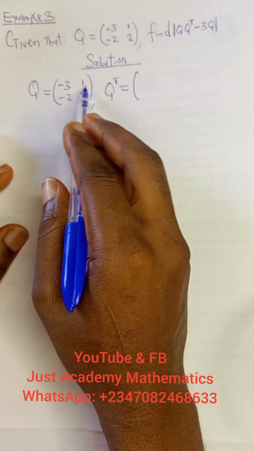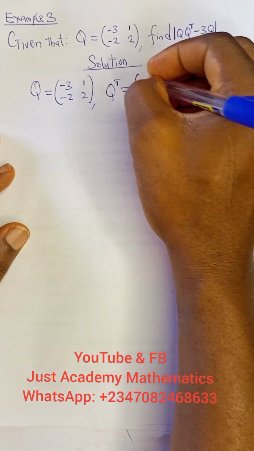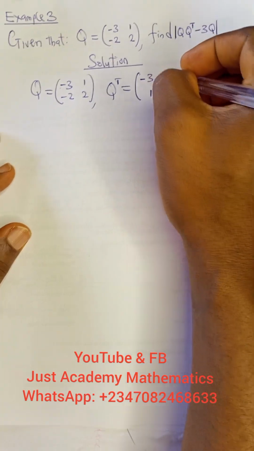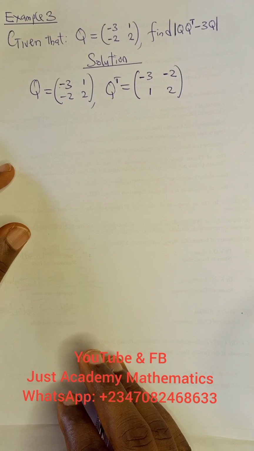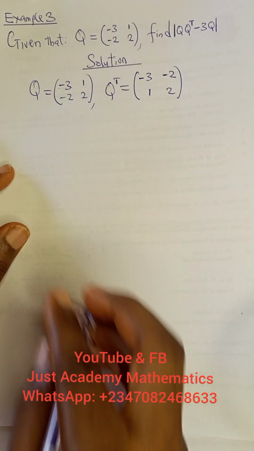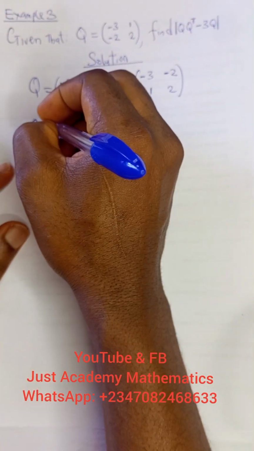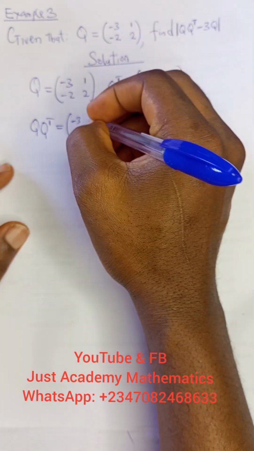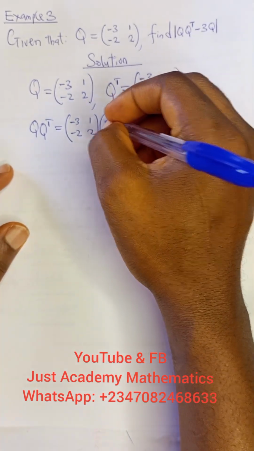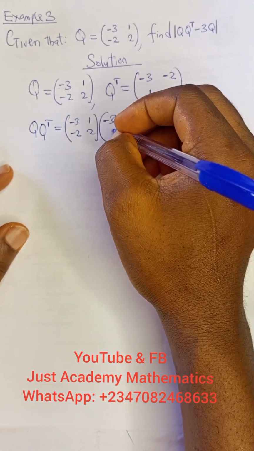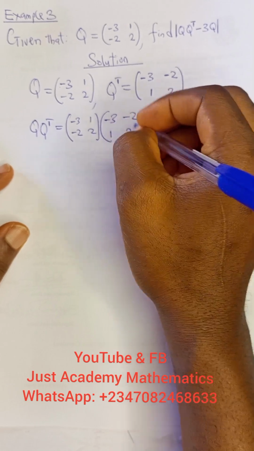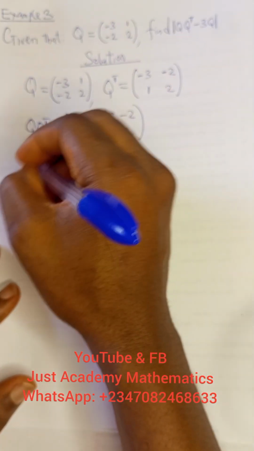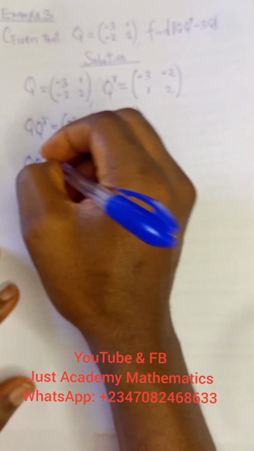Q transpose is you pick this row and make it a column. It becomes minus 3, 1. You pick the second row and make it the second column. It becomes minus 2, 2. So that is Q transpose. So let's get Q times Q transpose. Q times Q transpose will be equal to minus 3, minus 2, 1, 2 times minus 3, minus 2, 1, 2 over here. So we are going to perform the operation now. What would that give us if we multiply them together?